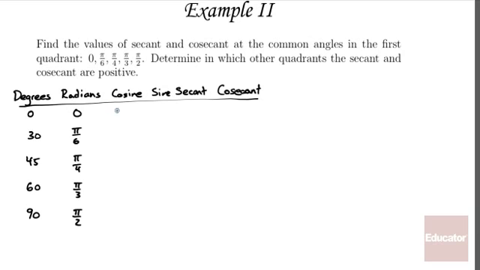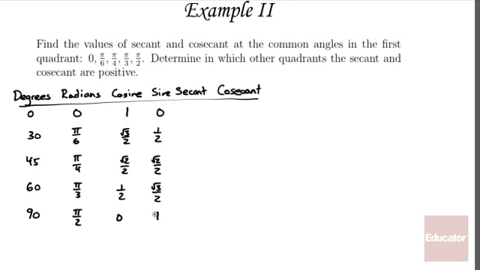But in particular, the cosine and sine of 0 are 1 and 0. For a 30-degree angle, the cosine is root 3 over 2. Sine is 1/2. For a 45-degree angle, they're both root 2 over 2. For a 60-degree angle, they're just the opposite of what they were for 30, 1/2 and root 3 over 2. And for 90, they're just the opposite of what they were for 0, 0 and 1.